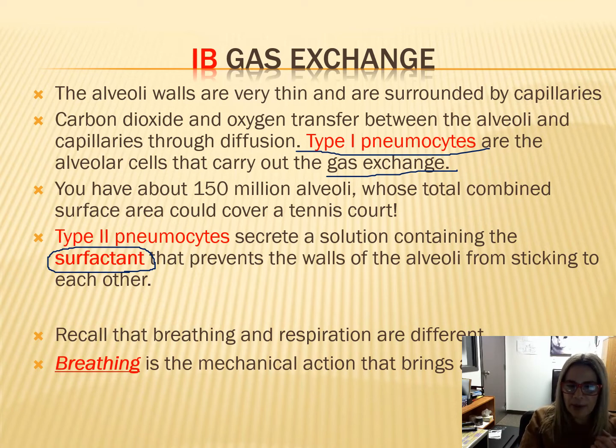That's why when babies are born prematurely, if they're born quite prematurely, not a couple of days but too early, because the lungs are one of the last structures to develop, sometimes the baby's type 2 pneumocytes aren't developed enough yet to start producing that surfactant. So quite often premature babies need to be put on oxygen to help with that gas exchange, until their bodies start to produce enough of that surfactant.